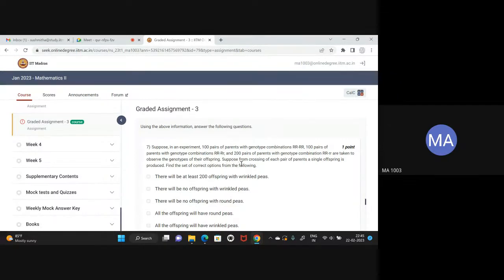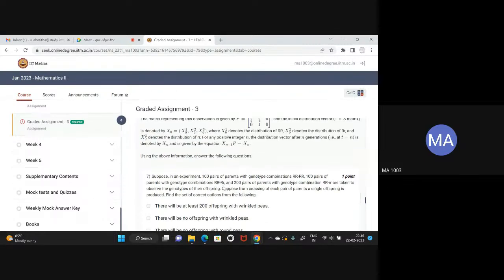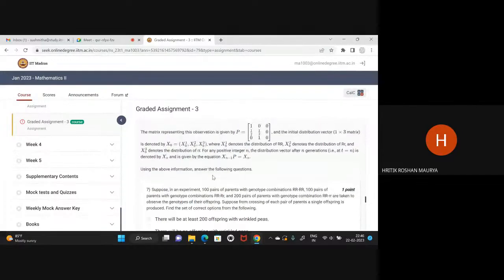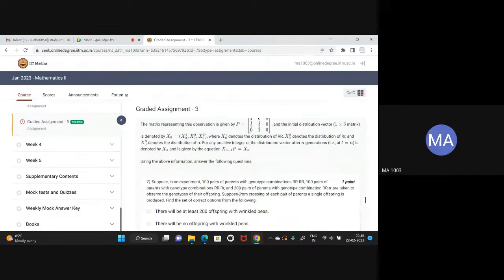Suppose from crossing of each pair of parents. So what is given? What is this 100, 100, 200? Yeah, ma'am, that is confusing. Is that X naught or not? RR type parents is 100 and capital RR capital. One second, let me first try to understand. 100 pairs of parents with this. Pairs of parents means there are two, so 100 times 200 will be there.